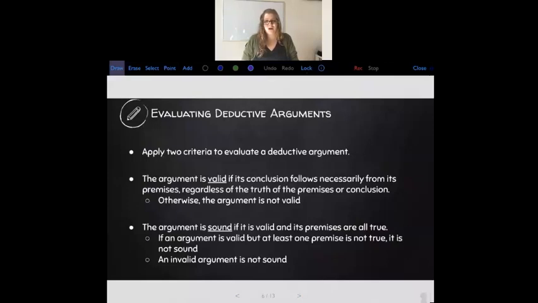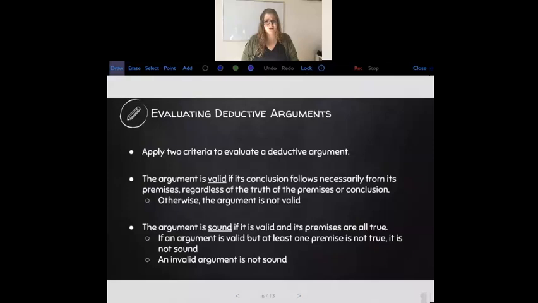These are the two criteria that we'll use. An argument is valid if its conclusion follows necessarily from the premises. So the premises don't necessarily have to be true for an argument to be considered valid. It's an objective stance on the argument, whether the conclusion follows or not. If the conclusion doesn't follow, it's called not valid.